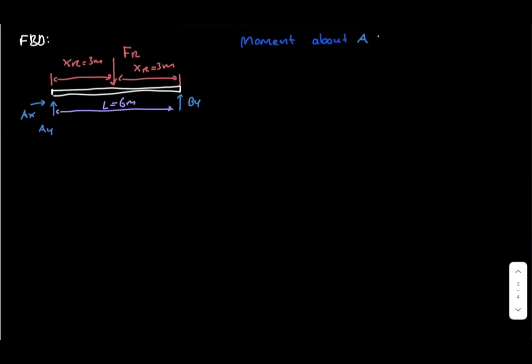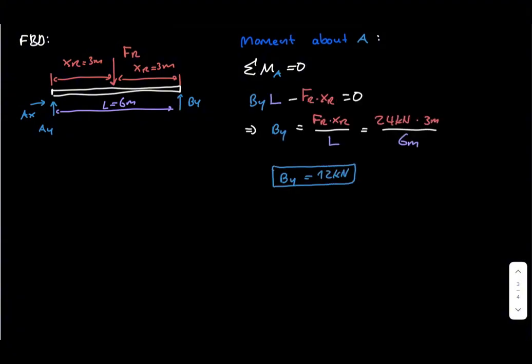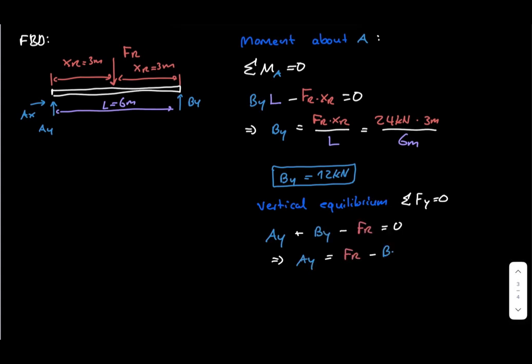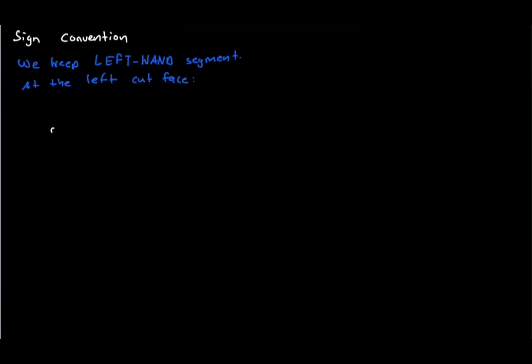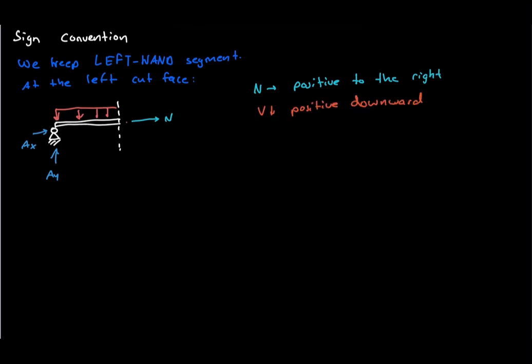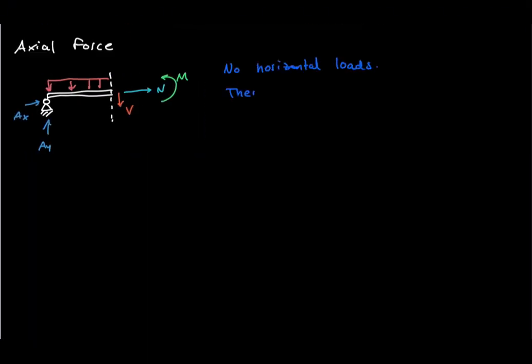Taking moments about the left support gives a right support reaction of 12 kilonewtons. Applying vertical equilibrium then gives a left support reaction of 12 kilonewtons. There are no horizontal loads, so the horizontal support reaction is 0. Now we make a cut at position x and keep the left-hand segment. There are no horizontal loads, so the internal axial force is 0 everywhere along the beam.